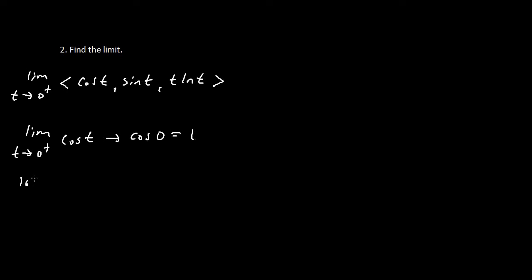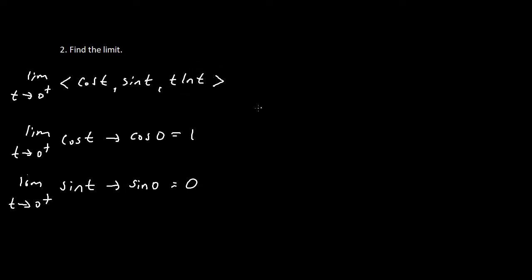Now for the limit as t approaches 0 from the positive direction of sine of t, we can also plug in 0. Sine of 0 is 0. So the first two functions are already done. Now let's focus on t times the natural log of t.